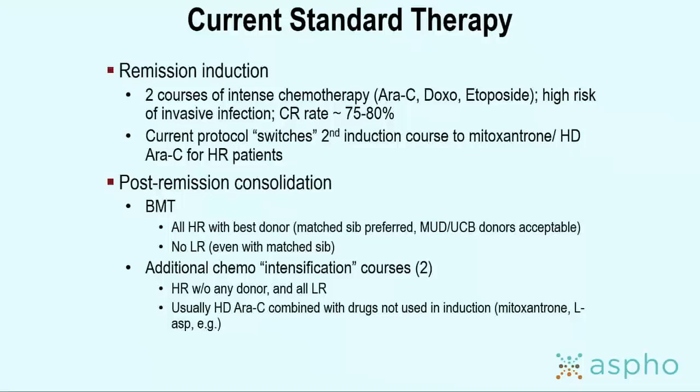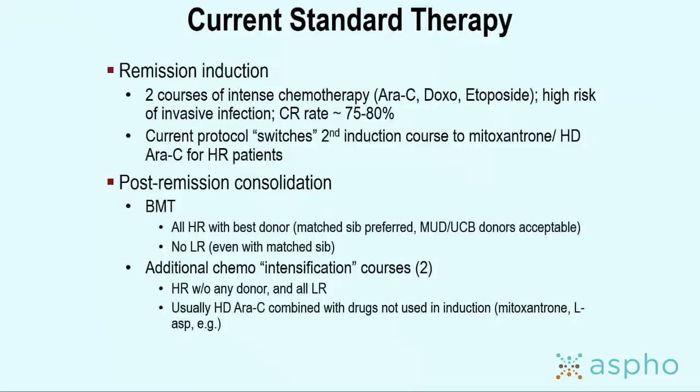There is a high risk of invasive infection with this induction regimen, as you know, and the CR rates are much lower than they are in ALL. They tend to be somewhere in the 75 to 80% range after induction. One thing that's interesting to note is that the recently completed COG protocol, after the first block of standard Ara-C, daunorubicin, and etoposide, would switch to mitoxantrone and high-dose Ara-C if the patient was high risk. That's something that may or may not continue, but you may see reference to that in a question.